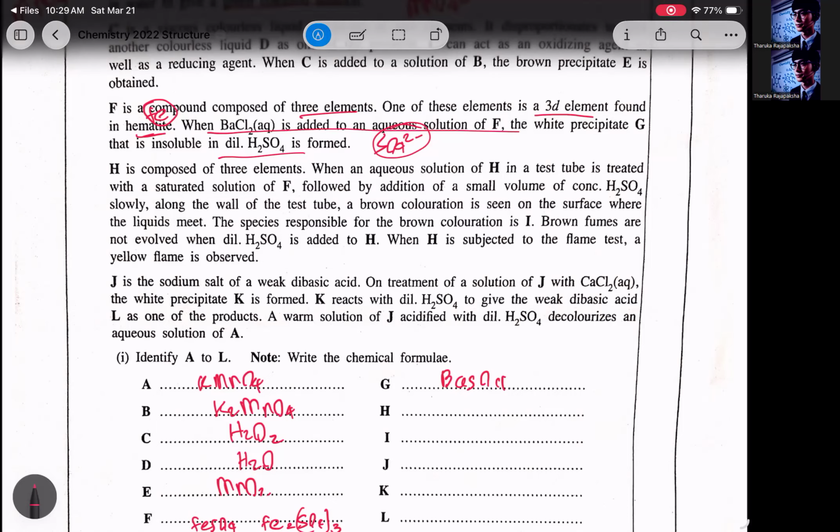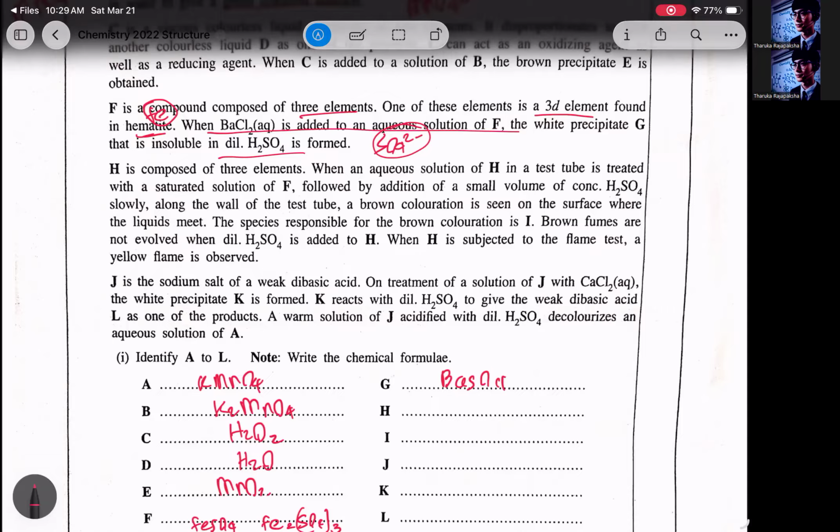of a small volume of concentrated H2SO4 slowly along the wall of the test tube, a brown coloration is seen on the surface where the liquids meet. The species responsible for the brown coloration is I. Brown fumes are not evolved when dilute H2SO4 is added to H when H is subjected to flame. Now this one, this is the brown ring test.